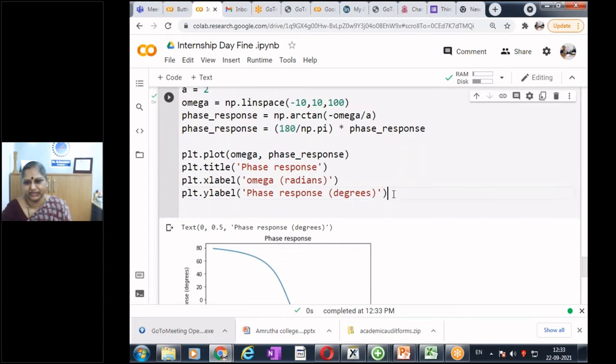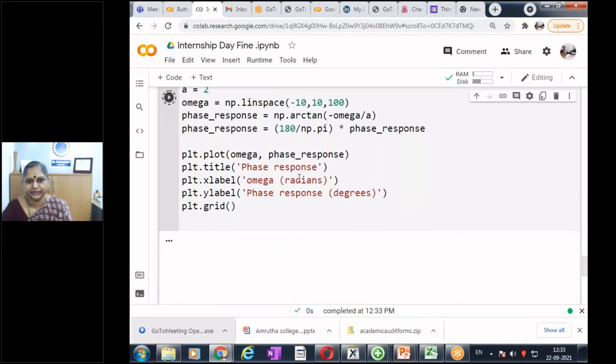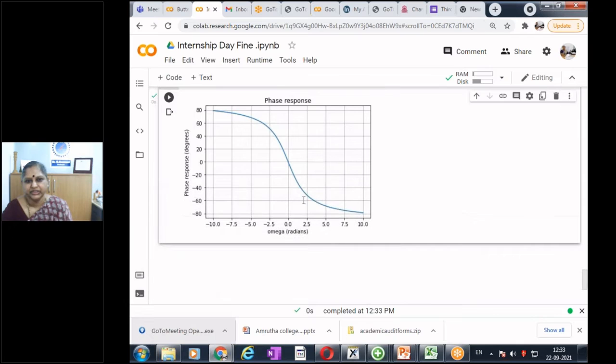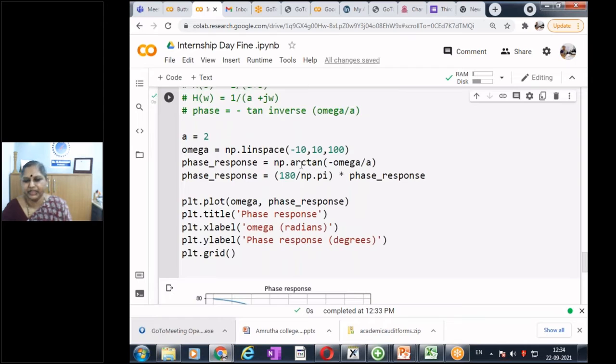Okay, we always put the grid also. plt.grid. It's just that, and then run it. So this is what we got. See the angle. It's only around 80 degrees, plus minus 80 degrees. Let us go a little further. I want to show that my response actually goes to minus 90 to plus 90.